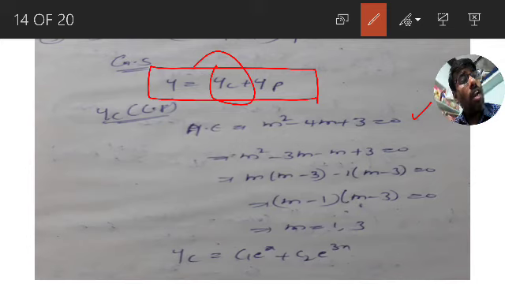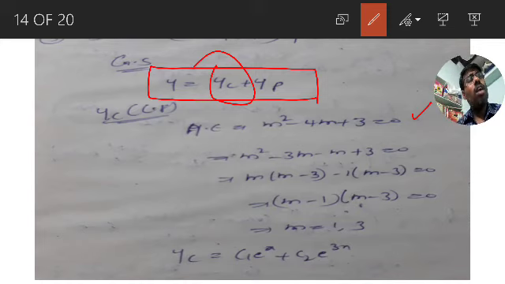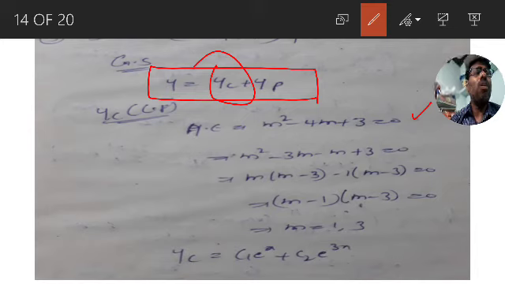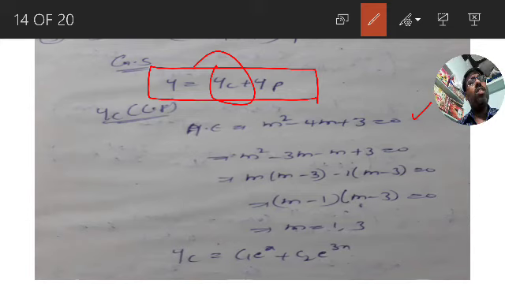If roots are real and different, then what is the solution? What is YC? If roots are real and equal, then what is our YC? If roots are complex, then what is our YC? You know. So to write YC, you need to find the roots of the auxiliary equation.